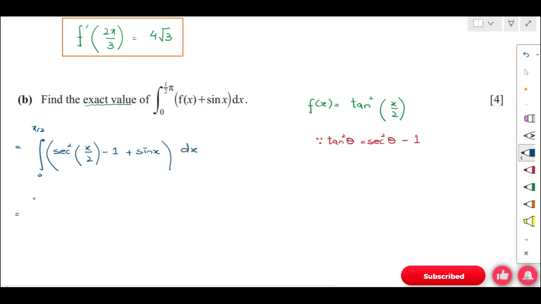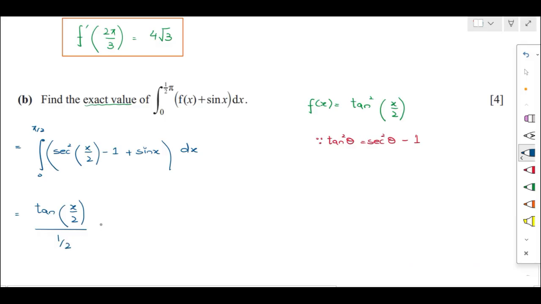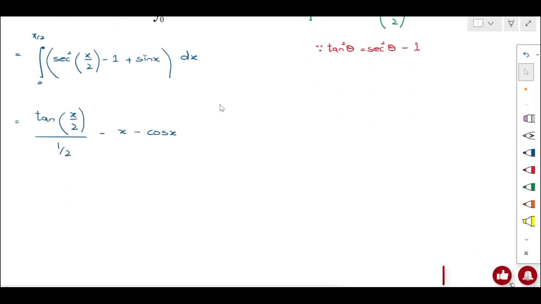Okay, so the integration of secant square is tangent, so tangent x by 2, and the derivative of x by 2 is 1 by 2, minus 1 integration with respect to x is just x, sine integration is cos x, so it's minus cos x. Yeah, because the derivative of sine is positive cos and the integration of sine is negative cos. Okay, now here we need to put the limits from 0 to pi by 2.